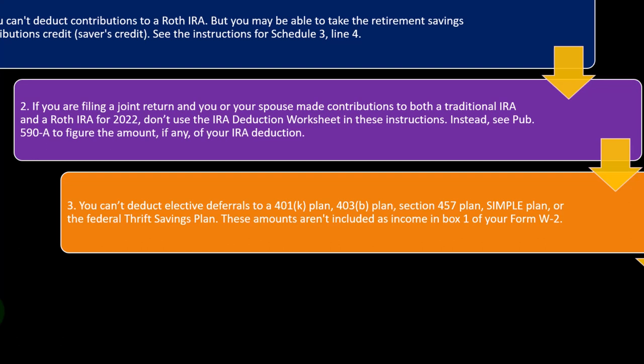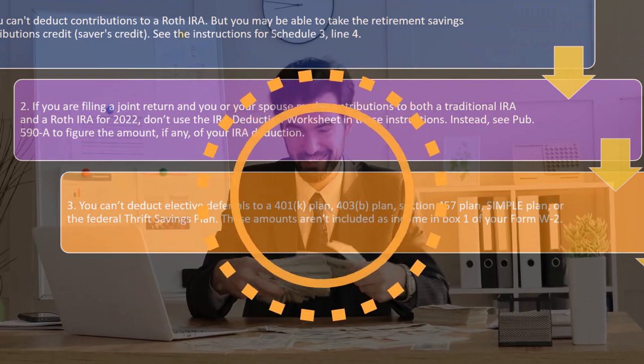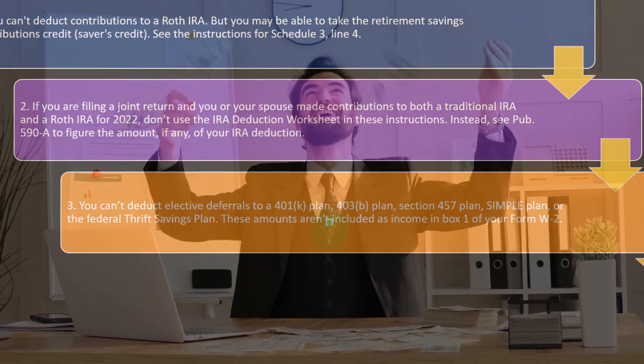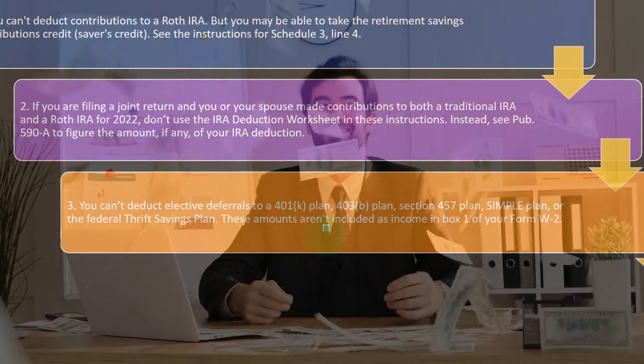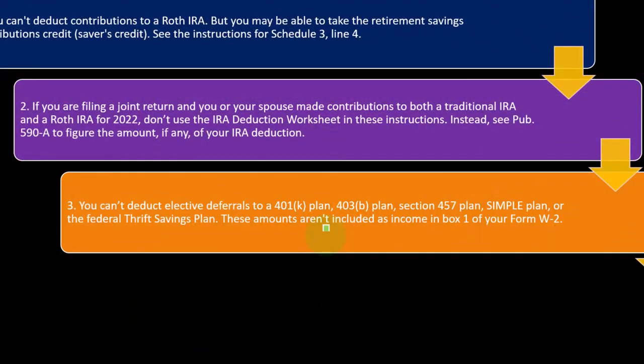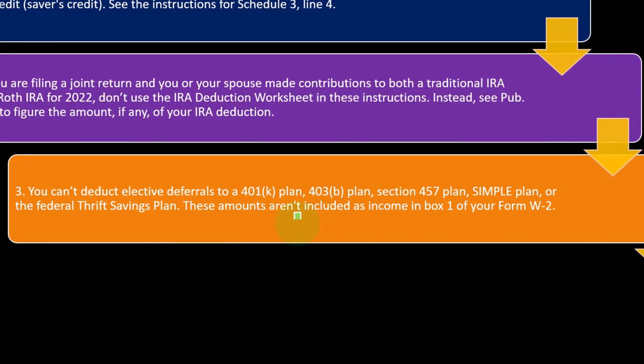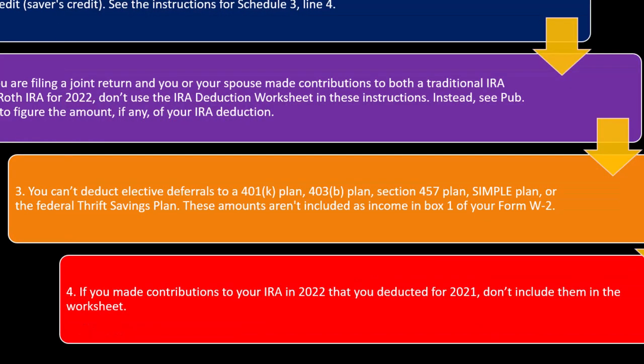Number 3, you can't deduct elective deferrals to a 401k plan, 403b, section 457 plan, SIMPLE plan, or the federal Thrift Savings Plan. These amounts aren't included as income in box 1 of your Form W-2. So these are the other plans that are similar in structure or have a similar idea or design as an IRA, but they're happening through work typically, and therefore the employer is calculating them, and they'll already be removed from the wages on the W-2, like we talked about.